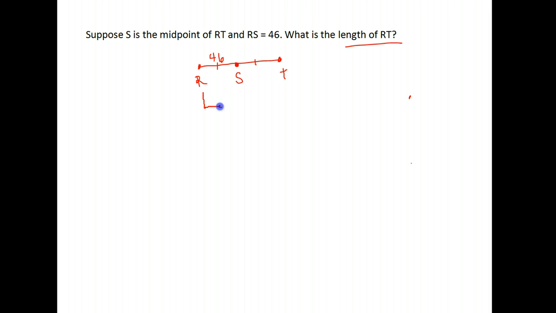Now notice RT is from end to end. Well, if that was the midpoint, we know the other half has to be 46 also. And so RT would be two 46s. You can either write that as 2 times 46, or you can just add 46 plus 46. Either way, we get RT is 92.